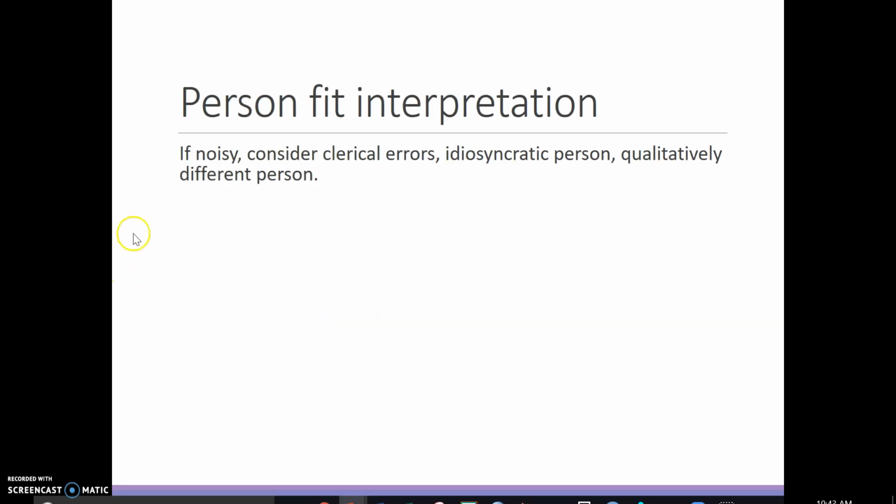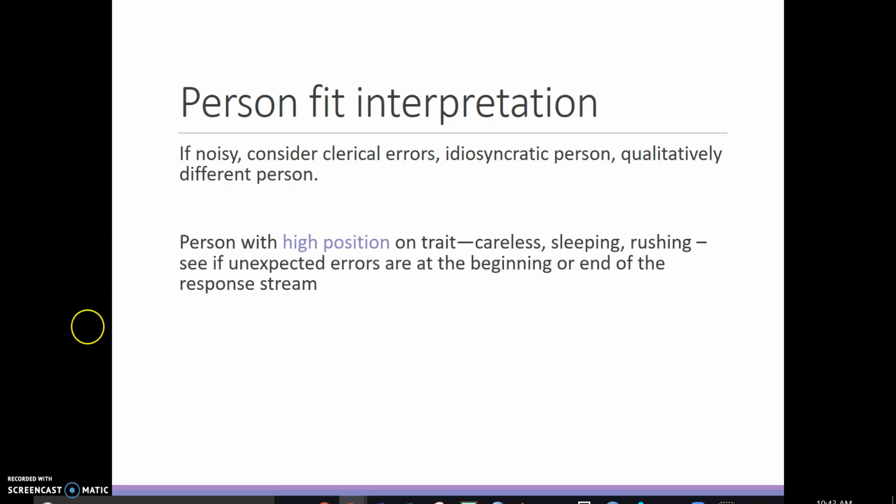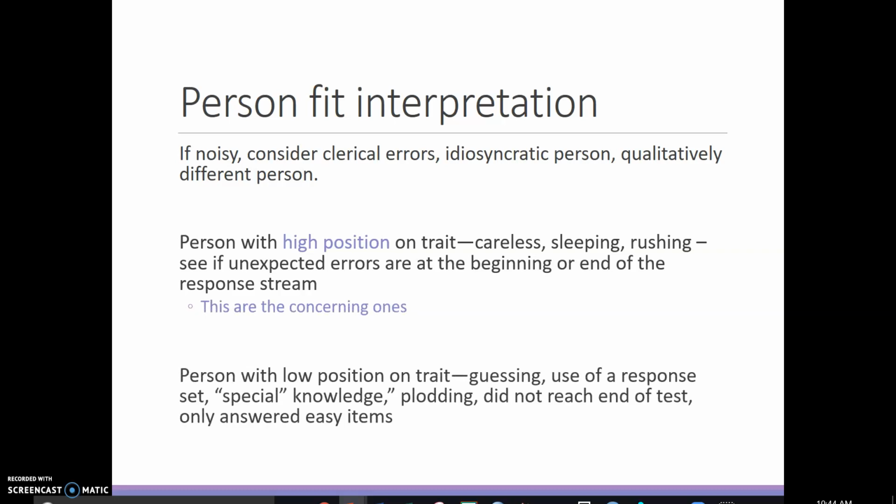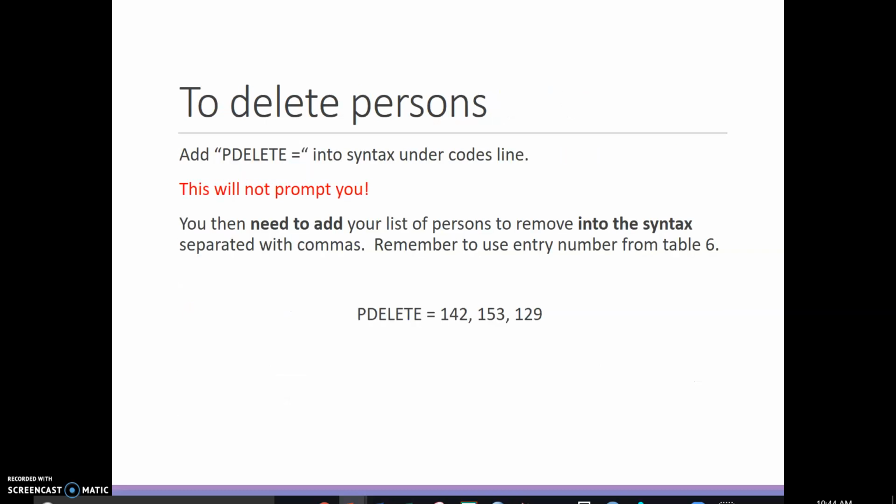So if a person is really noisy, it could be a clerical error. It could just be the person is very different and qualitatively needs to be studied differently. It could be that they are careless, that they are just rushing or didn't even get to the end of the test. That's also very possible. These are the ones that are really concerning. Again, a person with a low position on the trait who is guessing, or who had special knowledge on certain items for some reason, those are the ones that we want to get rid of.